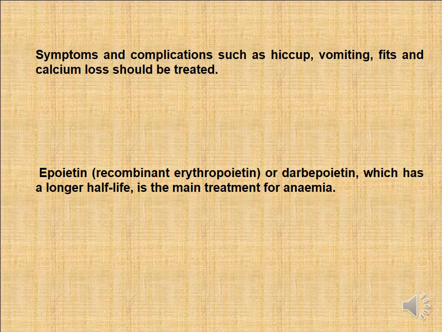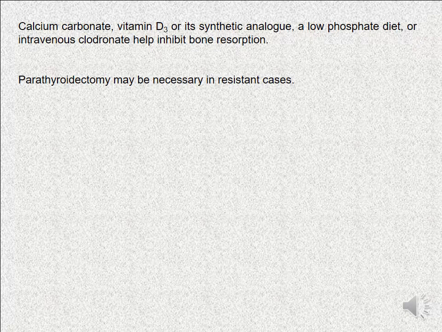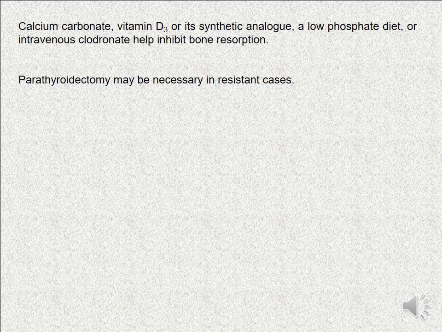Erythropoietin, recombinant erythropoietin, or darbepoetin, which has a longer half-life, is the main treatment for anemia. Calcium carbonate, vitamin D3 or its synthetic analog, a low phosphate diet, or intravenous calcitonin help inhibit bone resorption. Parathyroidectomy may be necessary in resistant cases.